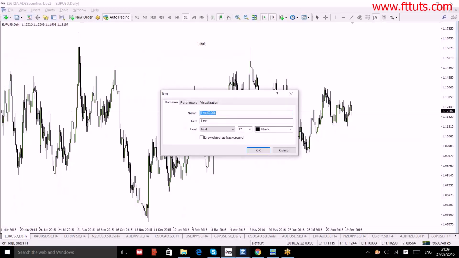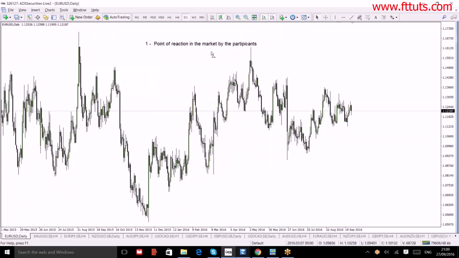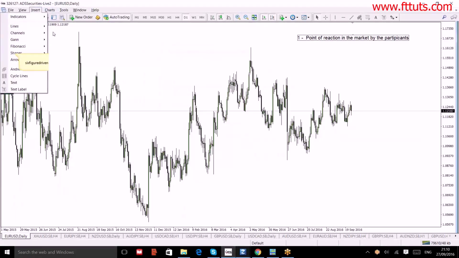Okay, guys, you can write it down. The first is point of reaction in the market by the participants. So the point of reaction is the strongest level of support and resistance, guys. Need to understand point of reaction in the market by the market participants. Who are the market participants? Buyers and sellers. I'm going to show you in a minute.